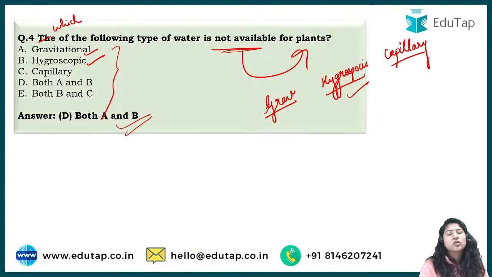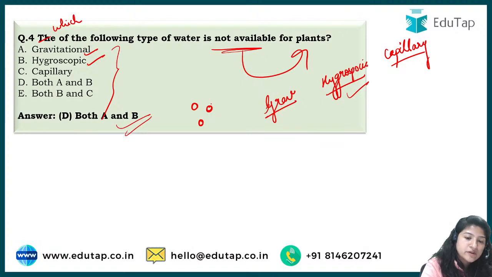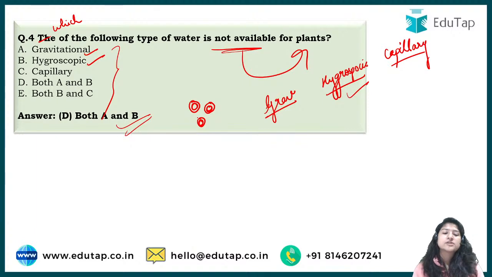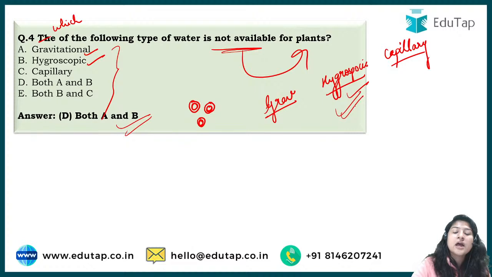Next is hygroscopic water. What is hygroscopic water? Basically, some of the water around the soil particles is tightly held by the soil. If this is the soil particle, and this is the water around it, this water cannot escape the soil particle. They are tightly held together. If it is tightly held, it won't be available for the plant, because how would the plant be able to extract the water when it is bound with the soil particle? This is known as hygroscopic. So hygroscopic is also not available. It is the water tightly bound around the soil particles.